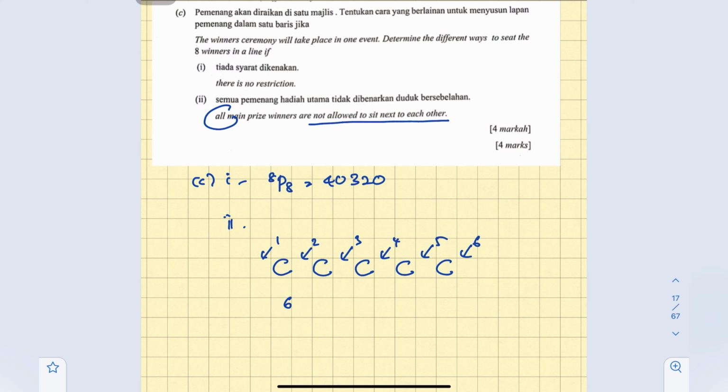So now we have 6 possible places. Then we want to arrange only 3 people, so 6P3, for the main prize winners. Then we multiply by the arrangement of the 5 consolation winners, so 5 factorial or 5P5. So we get 6P3 times 5P5, which equals 14,400 ways.